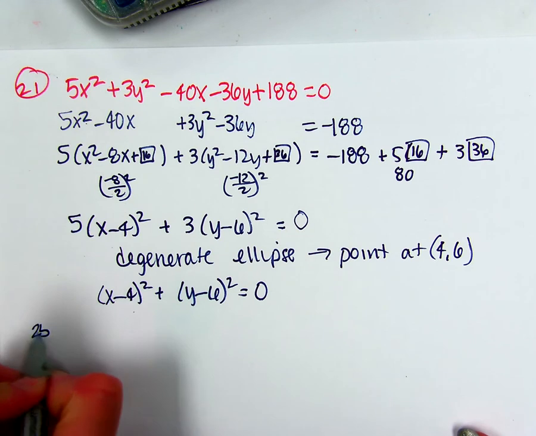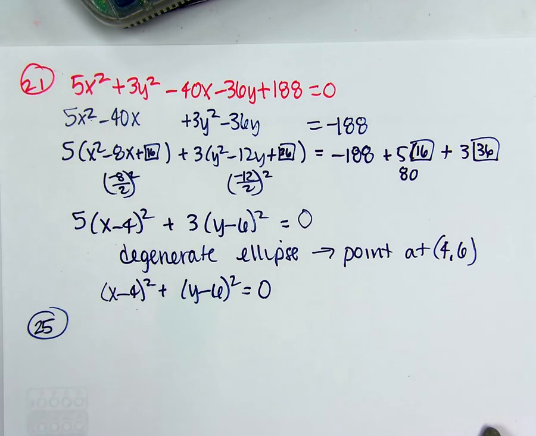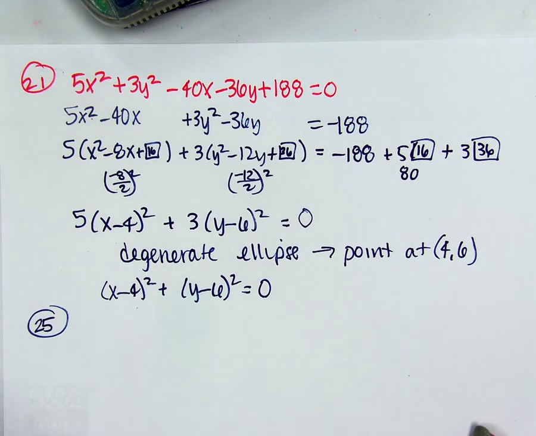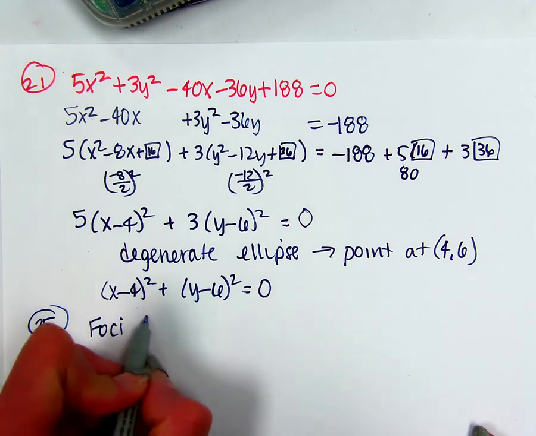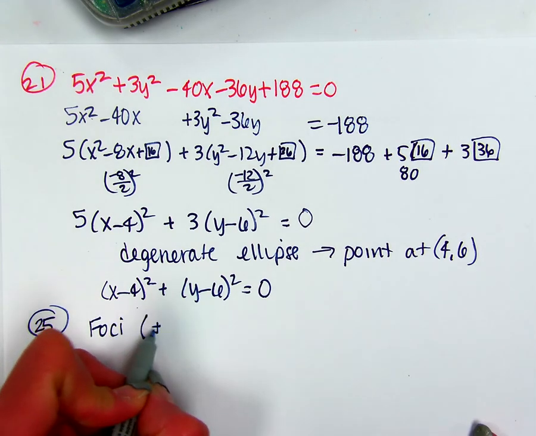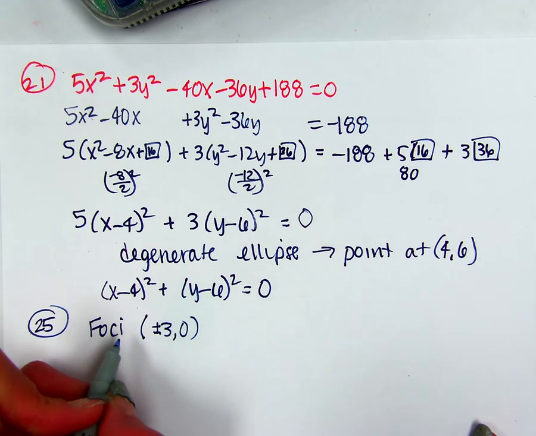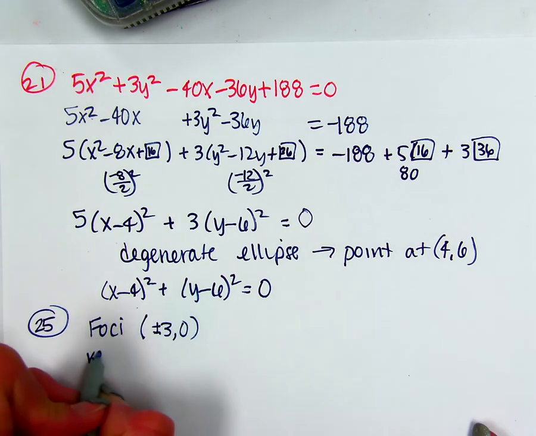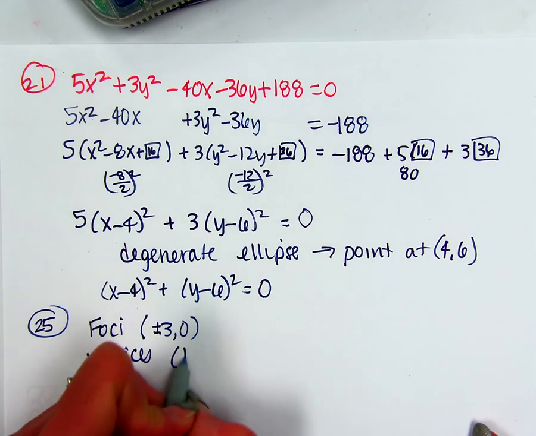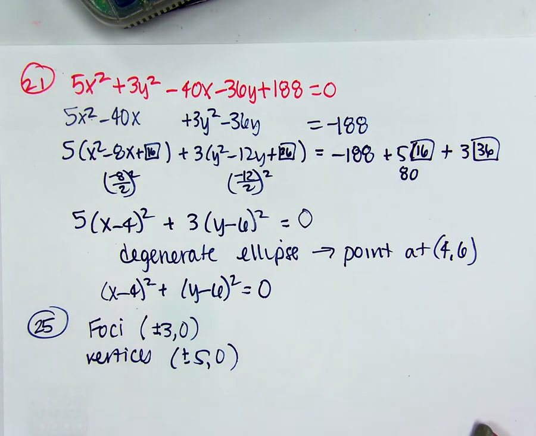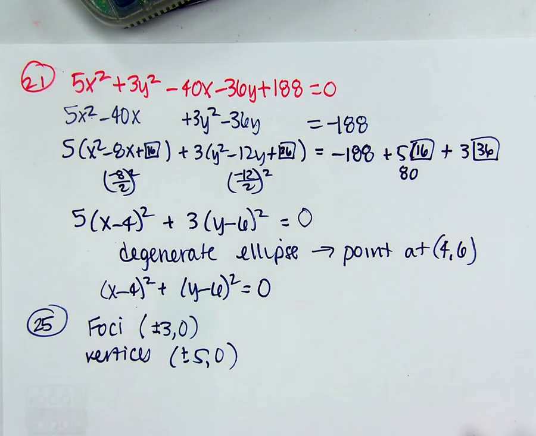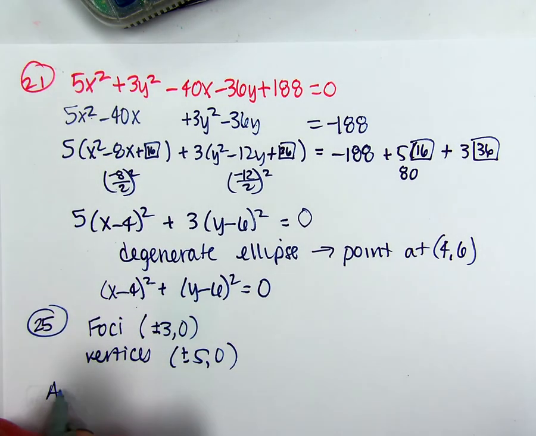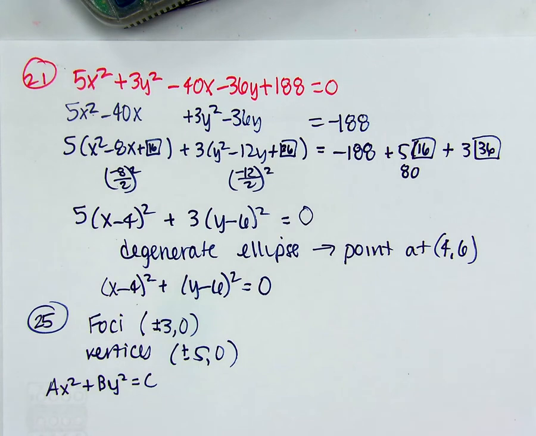All right, number 25. So this time we need to create the equation of an ellipse given that the foci are plus or minus 3 comma 0 and the vertices are plus or minus 5 comma 0, and that's all the information that they give you. Now they want you to come up with the equation in ax squared plus by squared equals c. As opposed to equaling 1, they want it to equal a whole number.